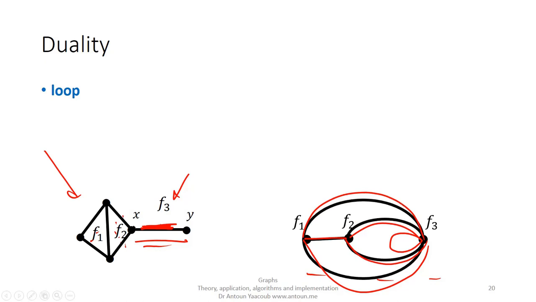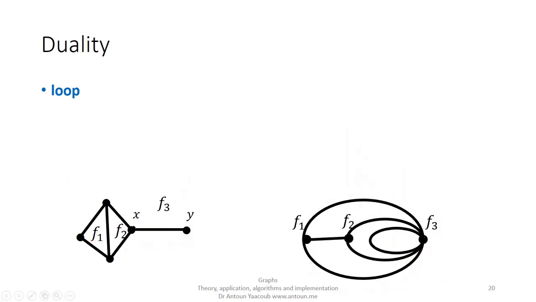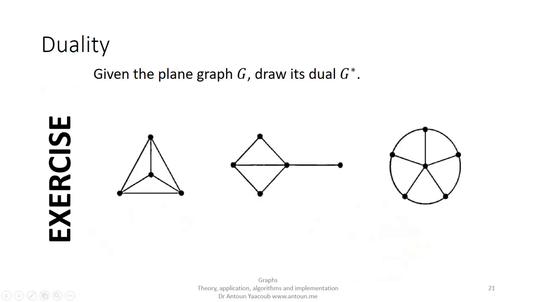So it's already drawn. Let me erase everything in order to see that. Those are 2 edges. Those are 2 edges. This is 1 edge and this is 1 loop. So we have an exercise here. Given the planar graph, we need to redraw its dual. I will do it directly on the graph.